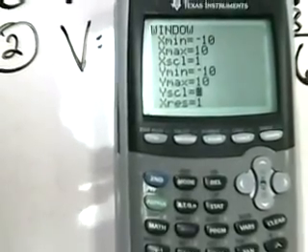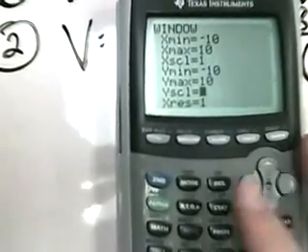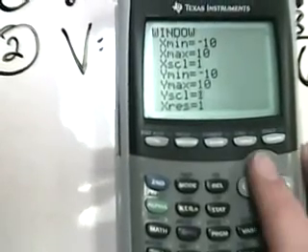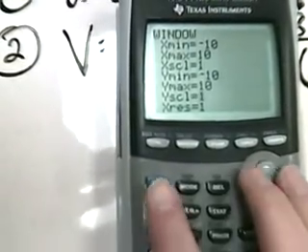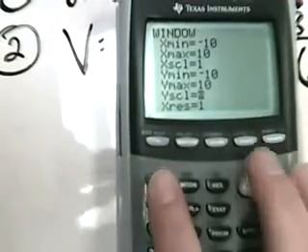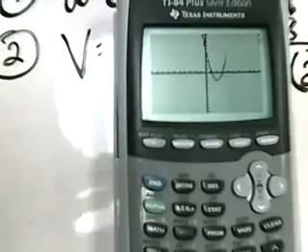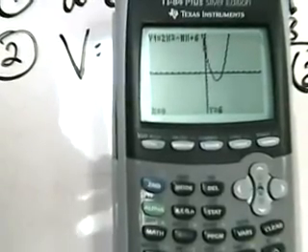Like if you need to see farther to the right, then you need to change your x max. Okay, if you need to see farther up, you need to change your y max, and so on and so forth. Okay, but it should work for us today. So let's go back to second trace, and you'll see it take its time to graph. Okay, so that's a better graph.